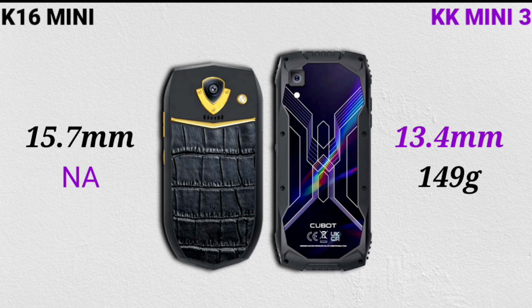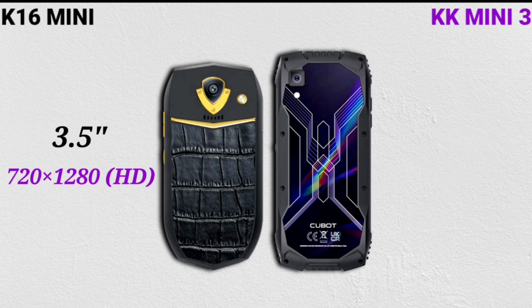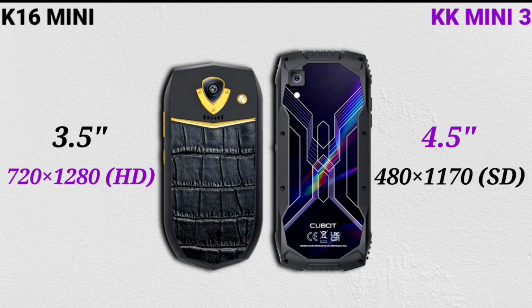The Oukitel K16 has a 3.5-inch HD display, while the King Kong Mini 3 has a 4.5-inch display with a 480 by 1170 resolution. That's less than HD, guys. So while the display of the Oukitel K16 is smaller in size, its resolution is still superior to that of the King Kong Mini 3.